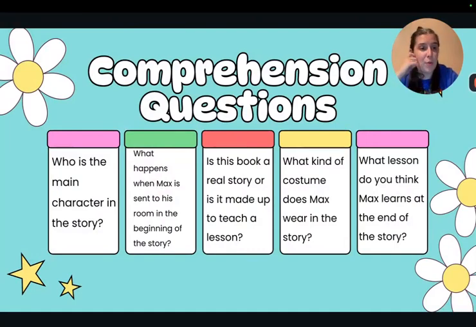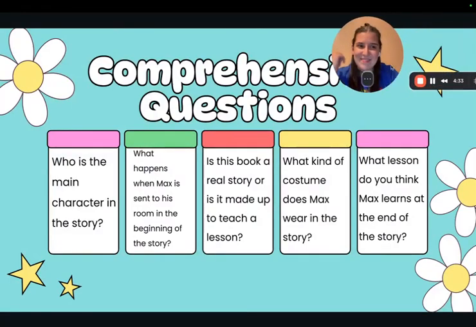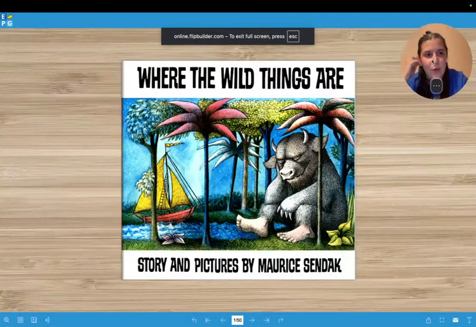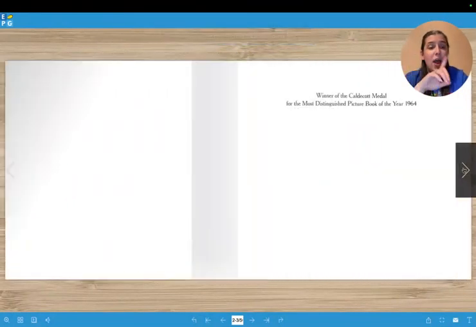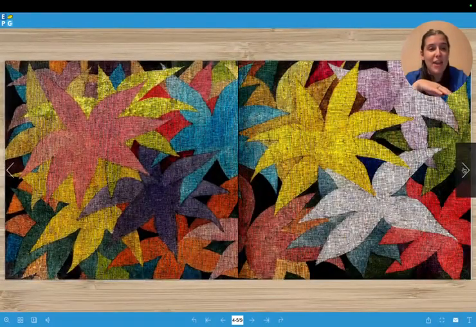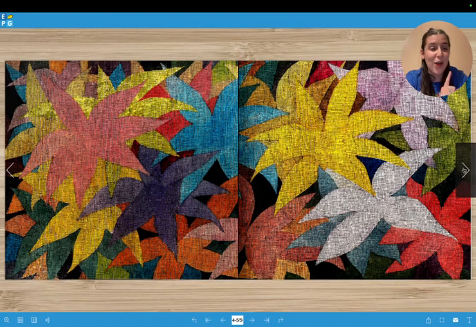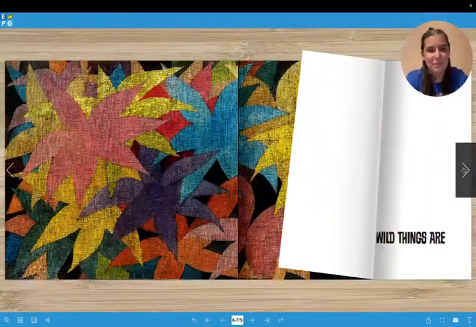So I'm going to pause and I'm going to switch my screen over to the book and we're going to get started. Here we go, Where the Wild Things Are. Now, I want to also say if you have a copy of this book, I want you to go ahead and open it up, and I want you to take your finger and follow along with me as I read so you can get familiar with those words and try to read them by yourself if you can.